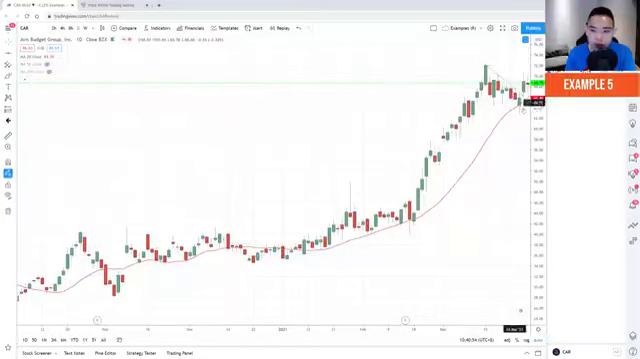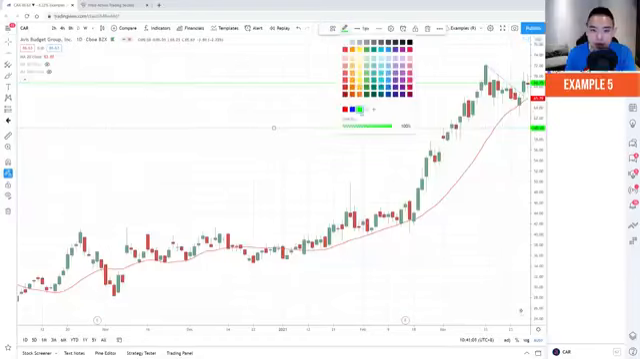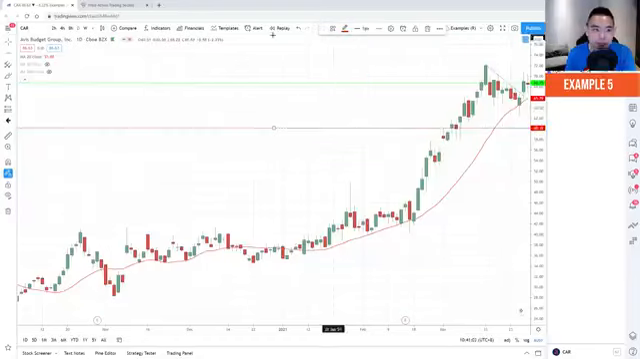So in this case, let's go with 1 ATR below this low. Somewhere about here is your stop loss. Red color. Okay. Now, what about target?